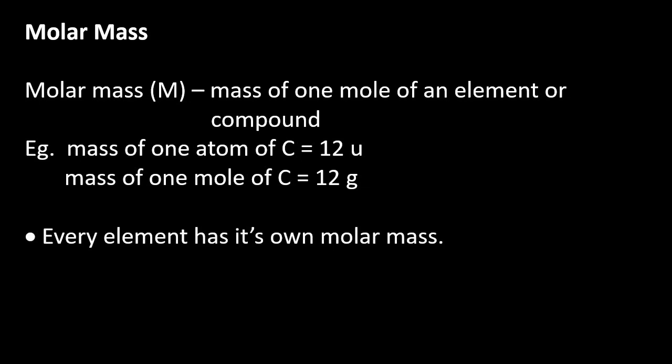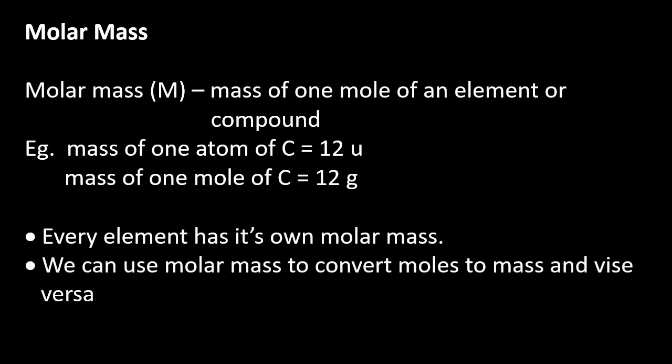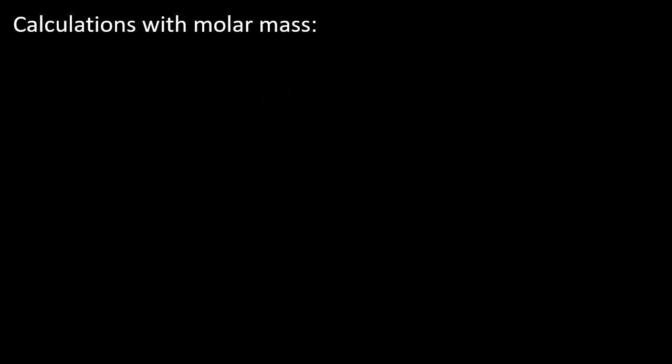So every element has its own molar mass, and we use that molar mass to convert the number of moles to mass and vice versa. So here's how the calculations work. First of all, the formula is the mass is equal to the number of moles times the molar mass. Usually it's written out this way: m equals capital M times n, or sometimes lowercase n. The capital M and the n are reversible, obviously. The order doesn't matter.